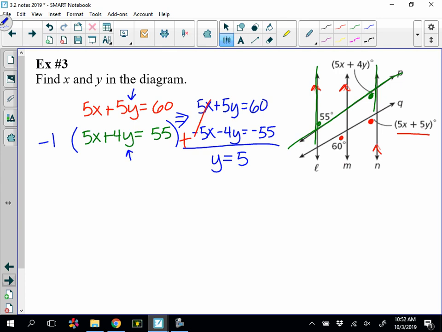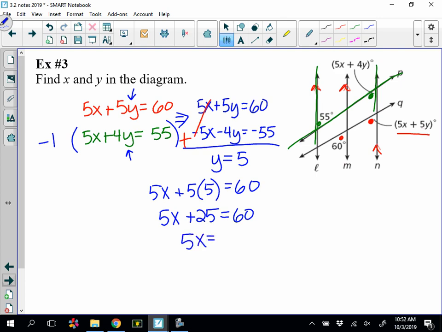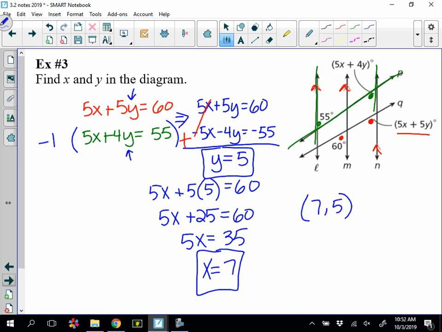I'll just go back to the top equation. So I can do 5x plus 5 times, we calculated y to be 5, equals 60. That gives me 5x plus 25 equals 60. Take away 25 from both sides. That would give me 35, and then x equals 7. We could leave it like this. Also, a lot of times in algebra, we would write them as an ordered pair. That would be fine too.